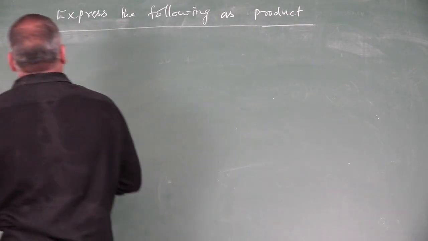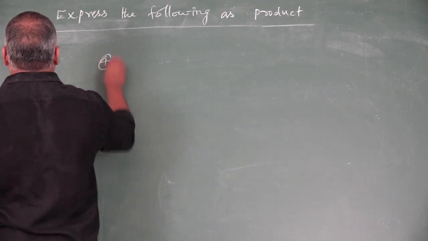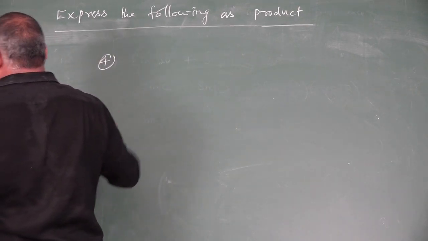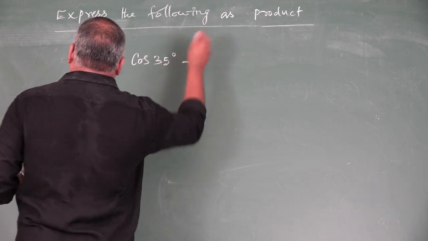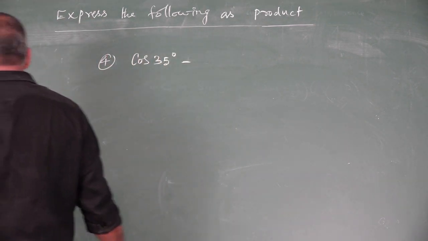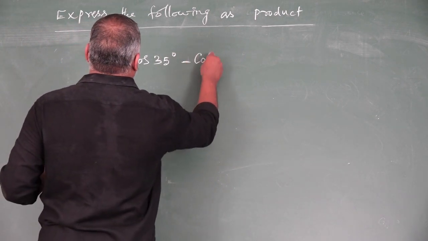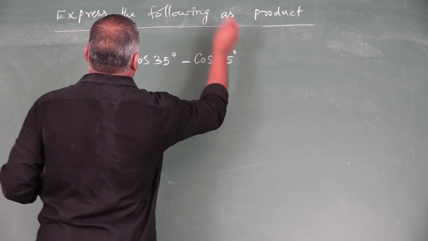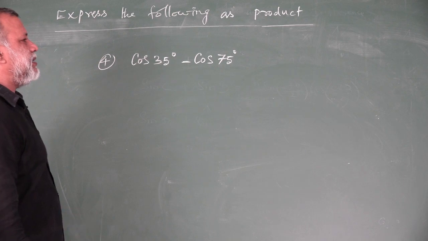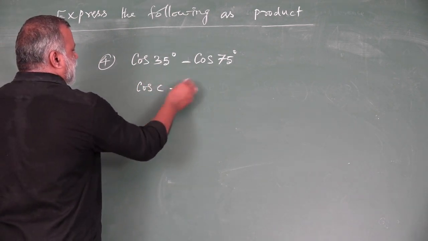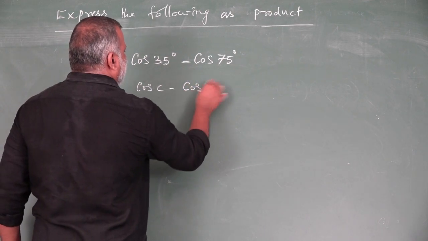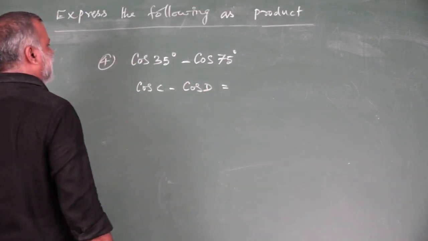In the same model, work out question number 4. Question number 4 is cos 35 minus cos 75. It is in the form of cos C minus cos D.